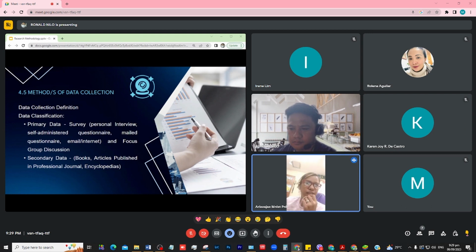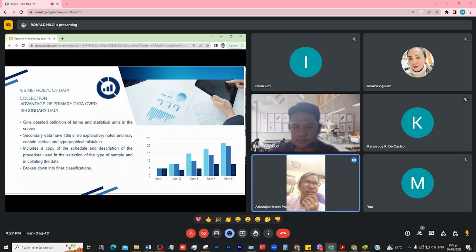While the common sources of secondary data for social science include censuses, information collected by government departments, organizational records, and data that was originally collected for other research purposes. Next slide, please. Advantage of primary data over secondary data.